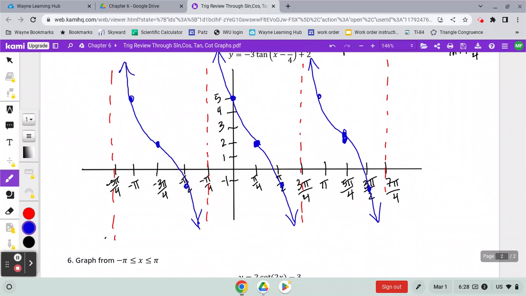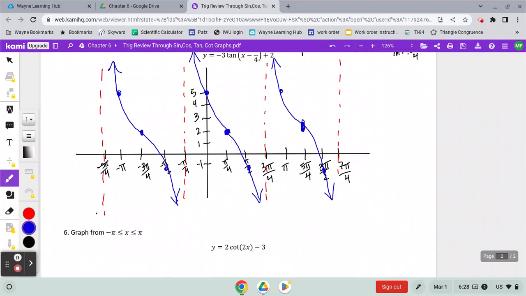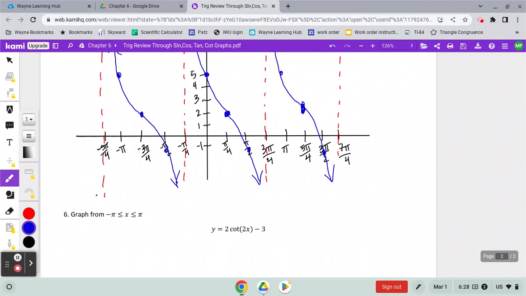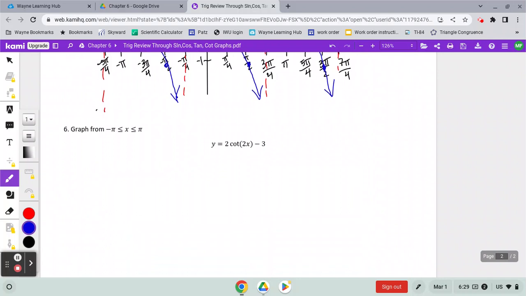And there we go. You can see they would go forever in each direction, but it asked us for 3 periods up here, so we're good. We did 3 cycles. Remember, with tangent and cotangent, a cycle goes from asymptote to asymptote. Now, what we learned yesterday, cosecant and secant, that's not always the case, right? Those have 3 asymptotes to make up their cycle, okay?